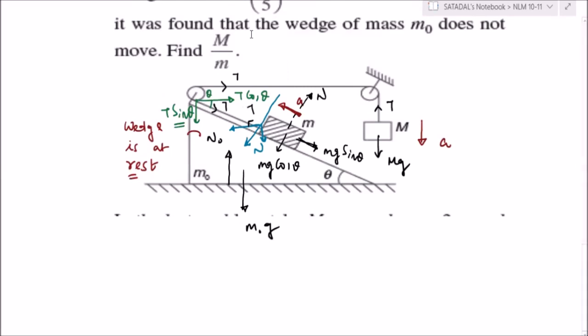Akash, tell me. Sir, if there is no acceleration on the wedge, then it will be at rest, meaning its equation will be zero, equal. Right. Along the x direction, net leftward force equals net rightward force. Along the y direction, net upward force equals net downward force. That's it. Okay. Thank you.